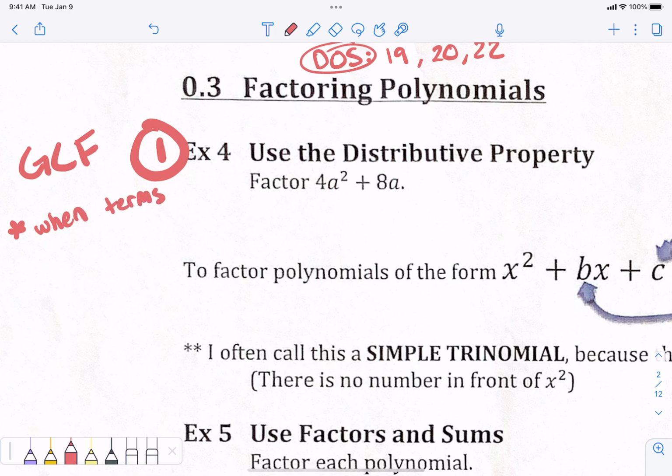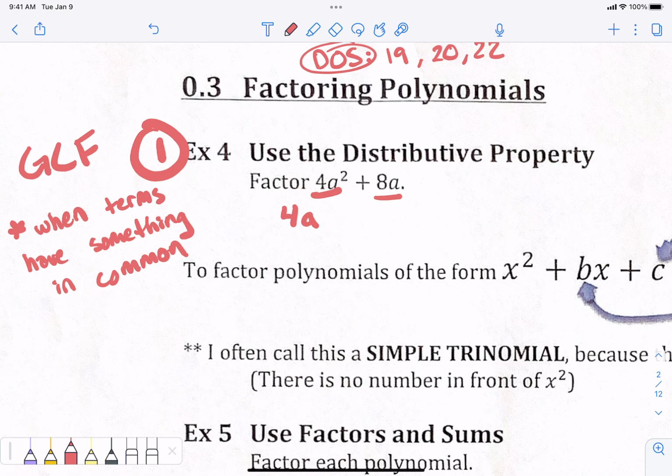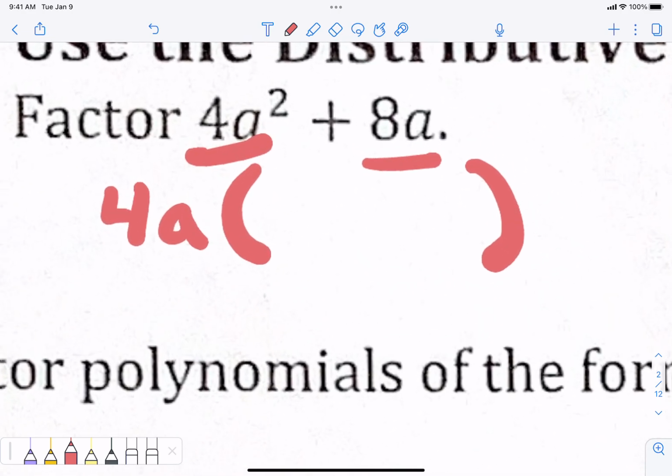Now, you know that you need to use this method when terms have something in common, like that you can take out. Okay, so I only have 2 pieces in this first example, 4a squared and 8a, but is there something that I can take out of both of those pieces? 4a. They're both divisible by 4 and a. Now, when you take it out, you don't throw it in the garbage. It comes out front, and you do a parenthesis of what's left over after you take that out. Does that make sense? Okay, so we're taking 4a out.